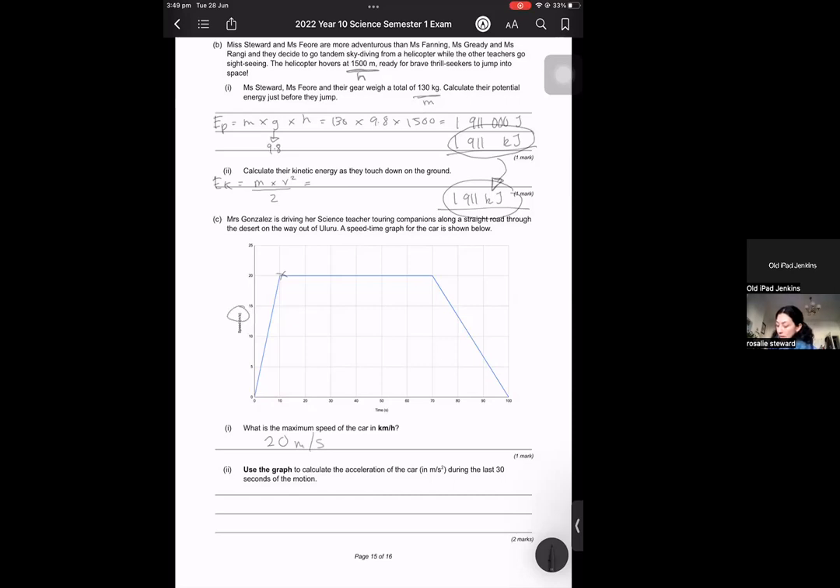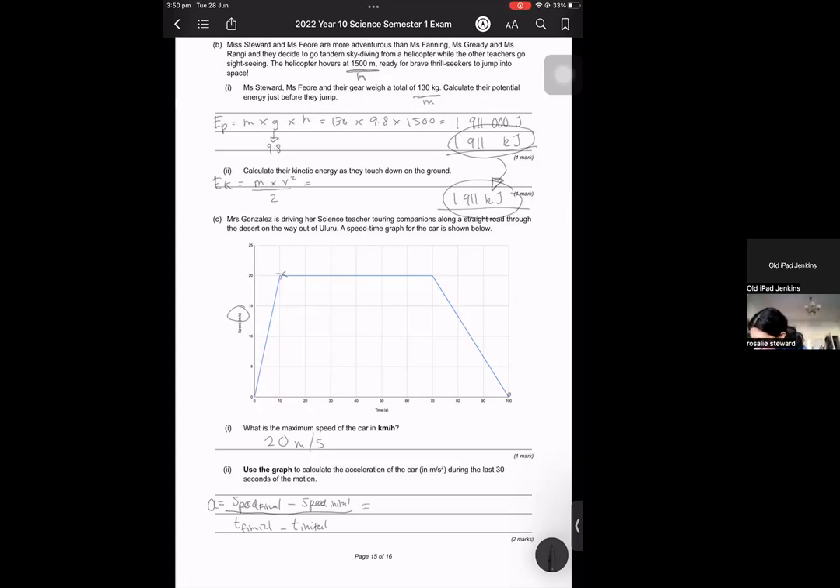Use the graph to calculate the acceleration of the car during the last 30 seconds of motion. Okay, so acceleration is sort of like a speed formula, but it's change in speed over change in time. So what we're looking for here is the final speed minus the initial speed, over the time final minus the time initial. So basically the endpoint versus the start point. You may get a negative answer for this.